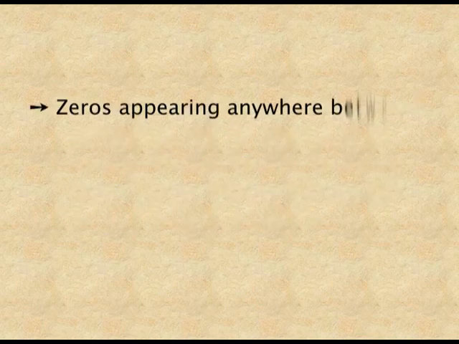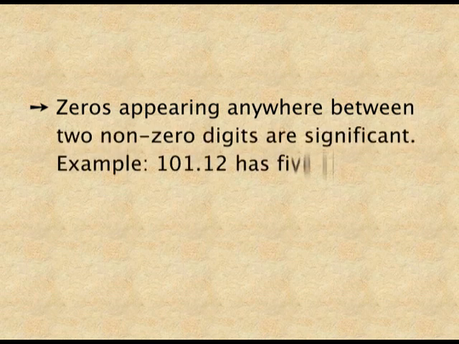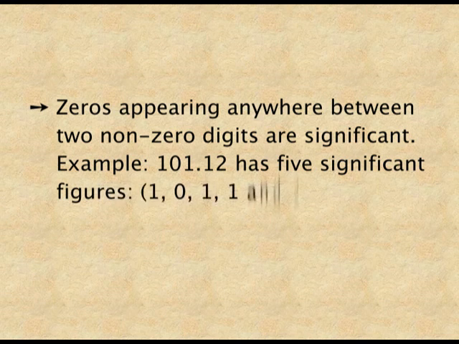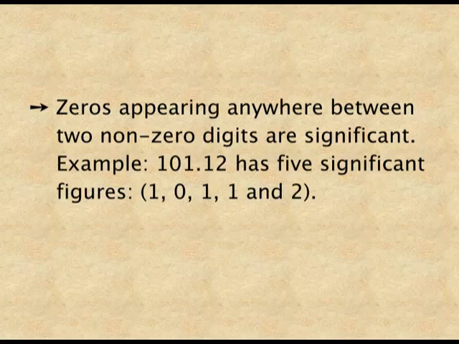Second rule, zeros appearing anywhere between two non-zero digits are significant. Example, 101.12 has 5 significant figures. Here in this example, 0 is lying between two non-zero digits, that is 1 and 1. So here 0 is significant. Here 5 significant figures are there.